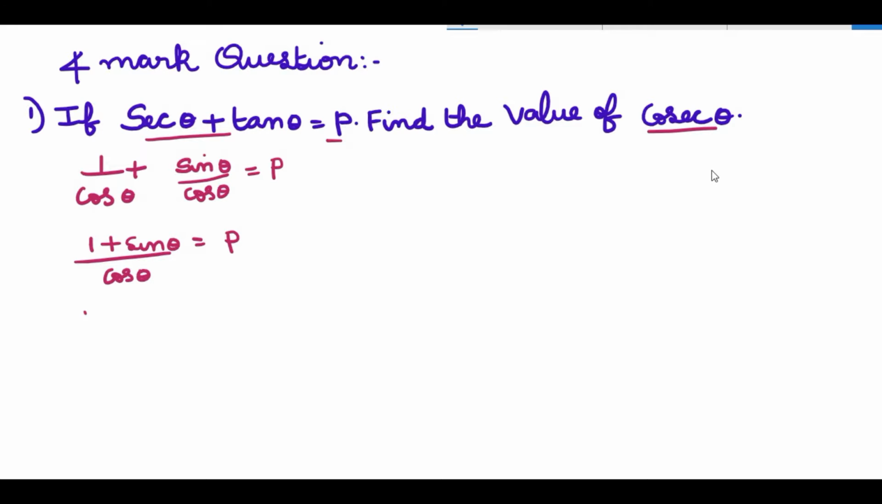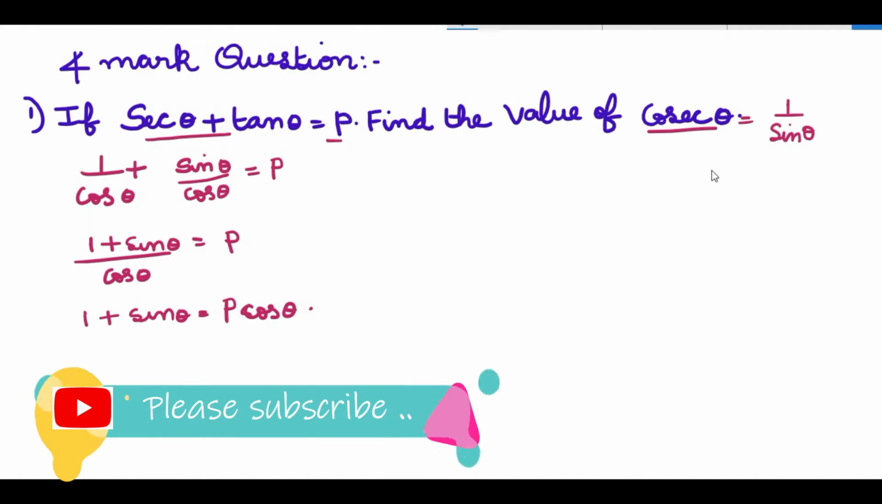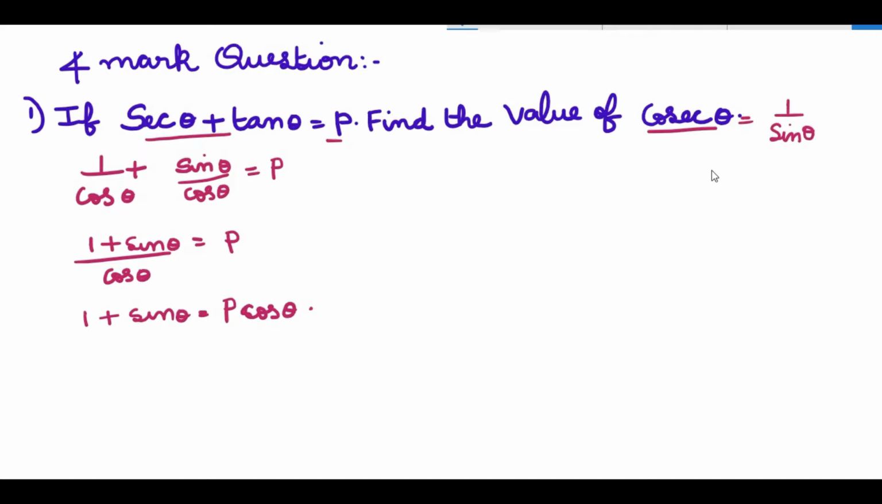Now we can cross multiply this. So we have 1 plus sin theta equal to P cos theta. Now next step, I am going to square both sides because I have to find the value of cosec theta. Cosec theta is nothing but 1 by sin theta. Reciprocal ratio of sin theta is cosec theta. So I have to find the value of sin theta. So by taking the reciprocal, I will get the value of cosec theta.